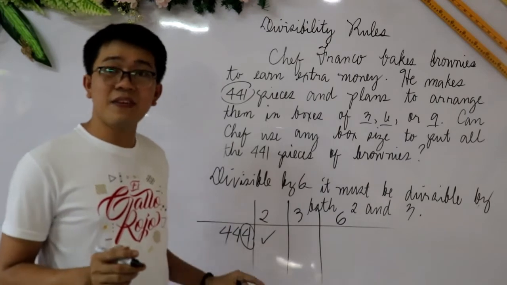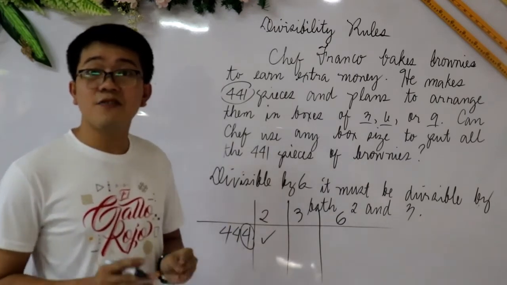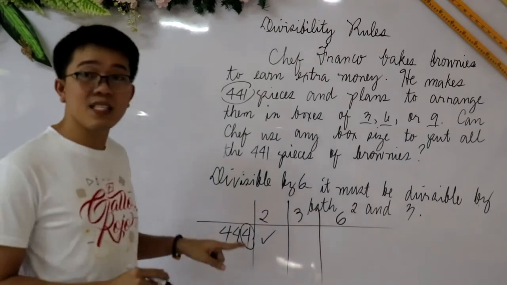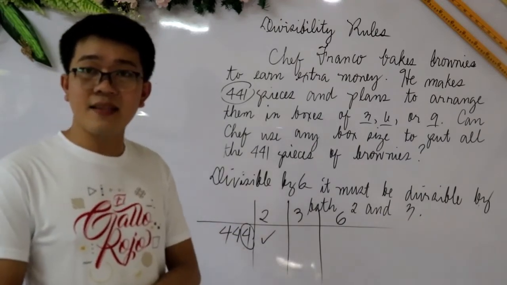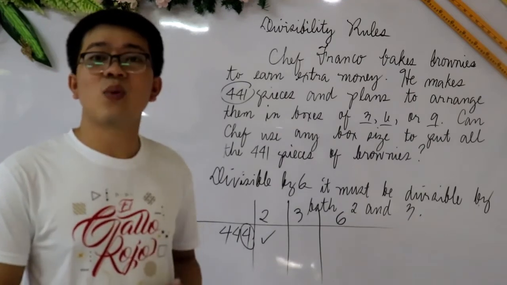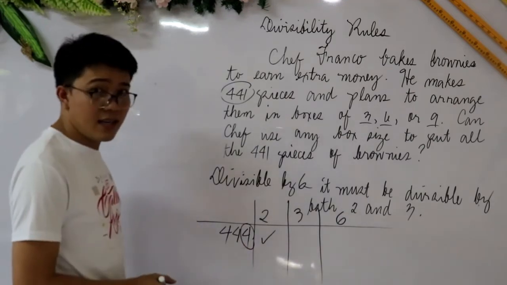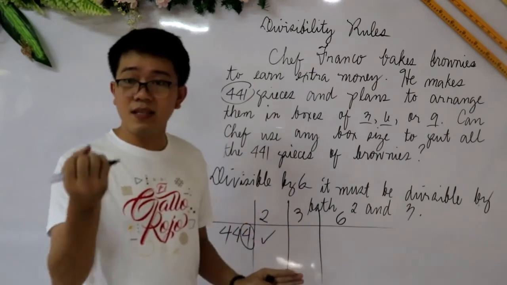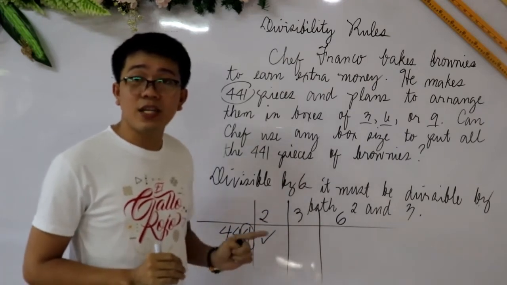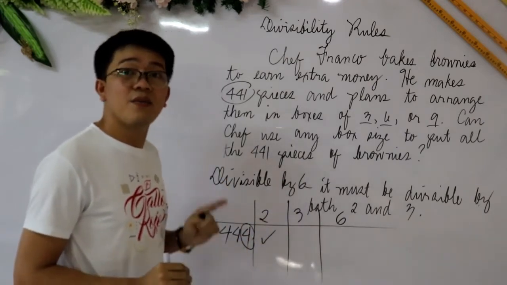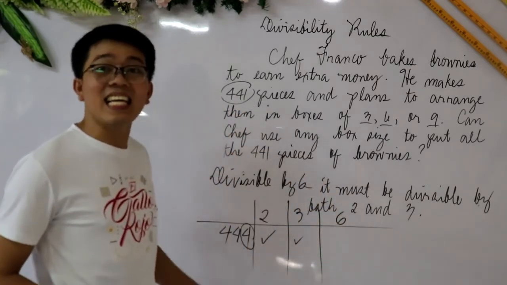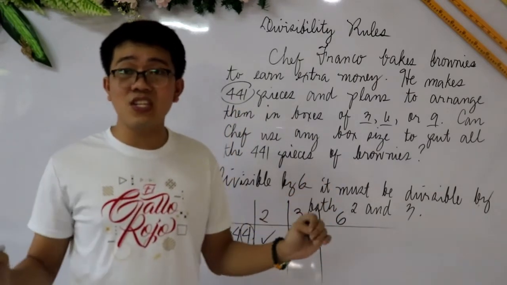Next, to check if it's divisible by 3, we just have to add all the digits. Now, what is the sum? 4 plus 4 plus 4. What do you think is the answer? Yes, it's 12. So since 12 is a multiple of 3, 3, 6, 9, 12, then we say that this number here is also divisible by 3. So we place a check mark here, and it satisfies both conditions already.